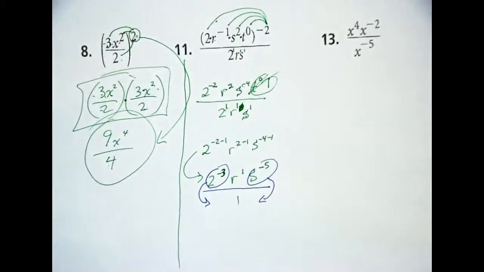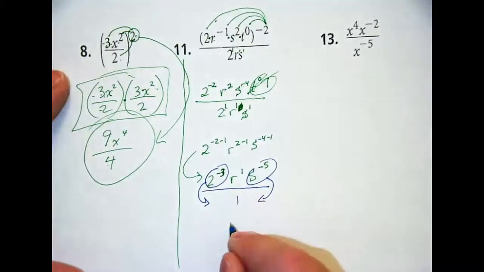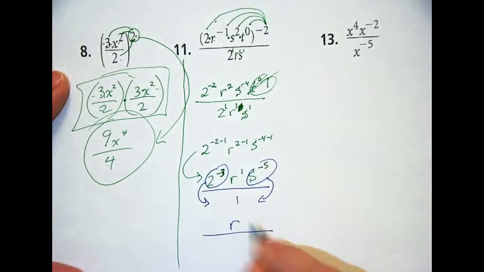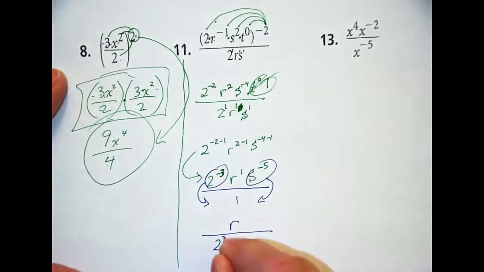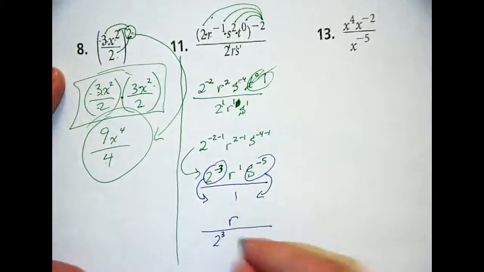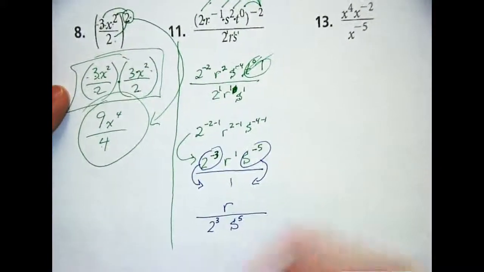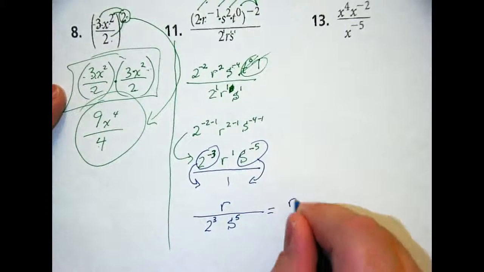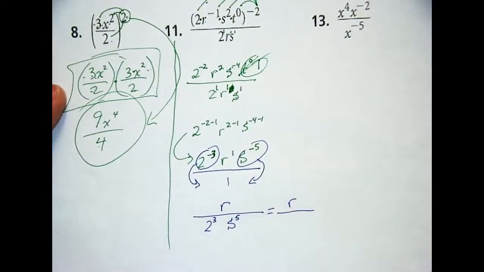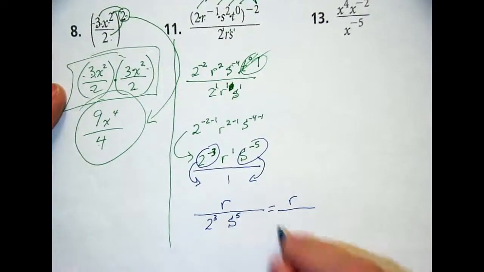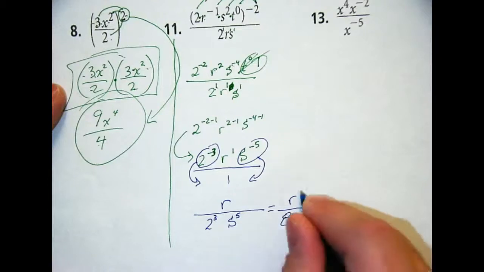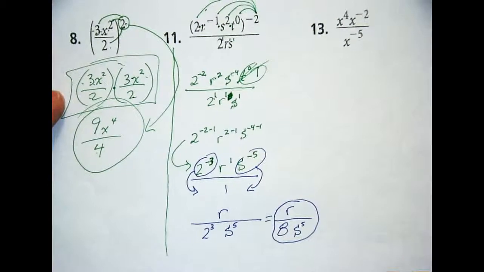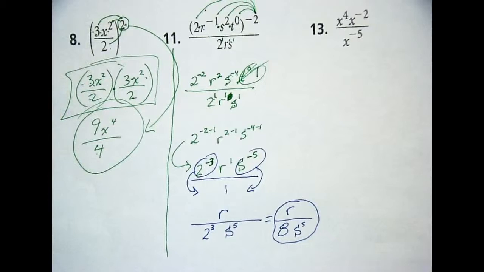It's been a while for some of you, so when I bring that down, I'm left with r on top. R to the first is r. On the bottom, the 2 goes down and becomes now positive third. And s goes down and becomes positive 5. We're almost done. What do I need to evaluate? Cube 2 is 8. Now, there are other ways to get to that answer. That was one method.